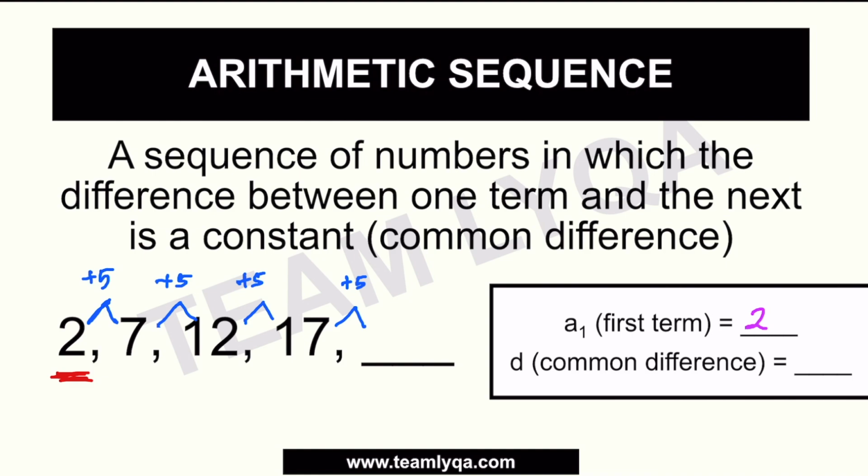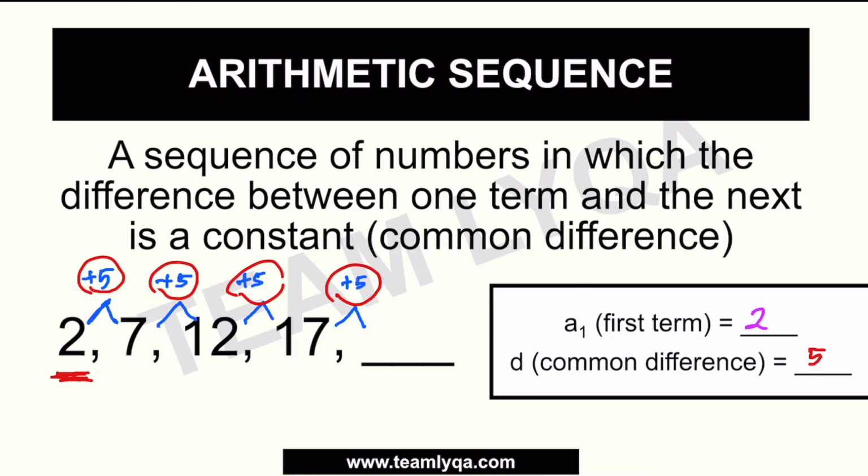Now, why is it important? Kasi mamaya sa formula, dapat automatic sa atin yung pag-spot ng mga yan. Now, yung D naman is what we call the common difference. Yun yung constant na pinagkaiba ng mga numbers na yan. Sa case na ito, that is plus 5. Again, pare-pareho sila. So, ibig sabihin ng common difference ay 5.